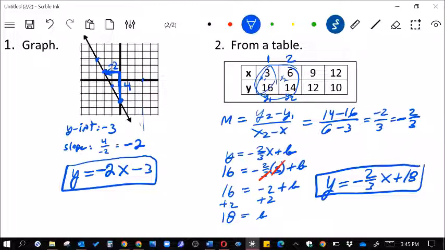Ooh, it turns out that these are not the same lines. So if I were to graph them, I would go way up at +18. And then we'd be going down 2, and then over 3. And so it's a different line than the first one is. So these are two different ones this time.